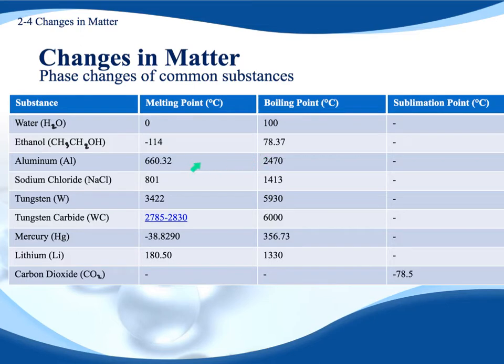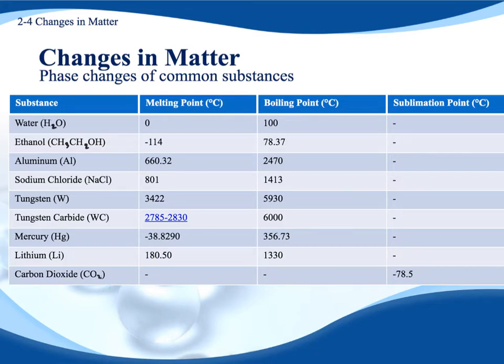Aluminum metal melts at 660 degrees Celsius. Sodium chloride, table salt, has a melting point of 801 degrees Celsius. Tungsten: I know they don't really make them much anymore, but if you remember the old light bulbs with the filaments in the middle, that was made out of tungsten because, look at its melting point, 3,422 degrees Celsius. So that tungsten wouldn't melt. It would glow, but it wouldn't melt. Tungsten carbide is a compound. Mercury, a liquid metal, melts at negative 38.8 degrees Celsius and boils at 350 degrees Celsius or so.